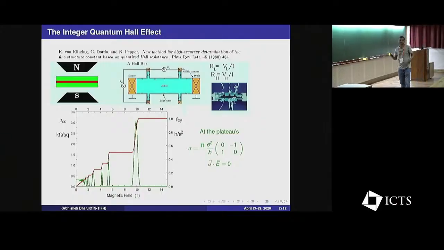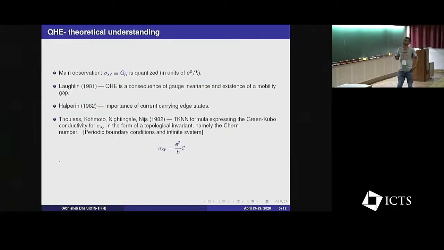Okay, so classically, if you measure this Hall resistance as a function of magnetic field, you would get a straight line. But what was discovered is that you get these funny plateaus, which are exactly quantized in units of h by e squared. Okay, so this is the quantum Hall effect.